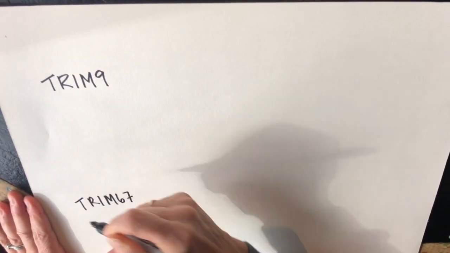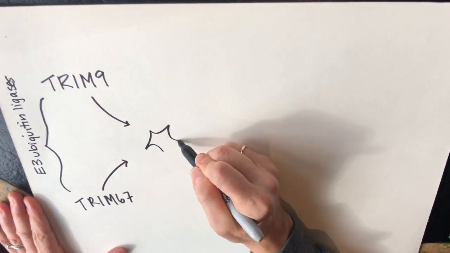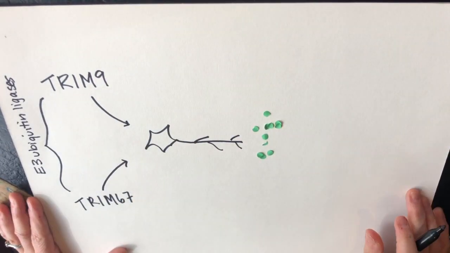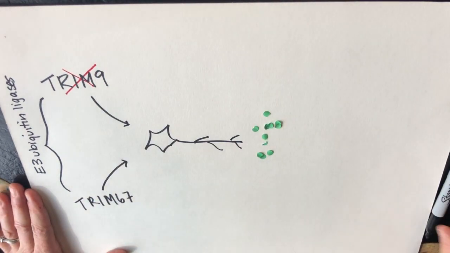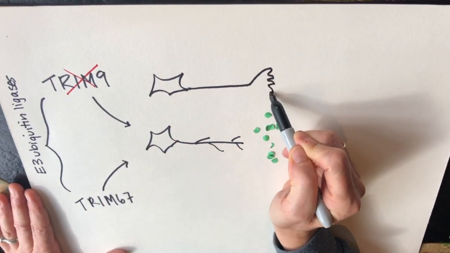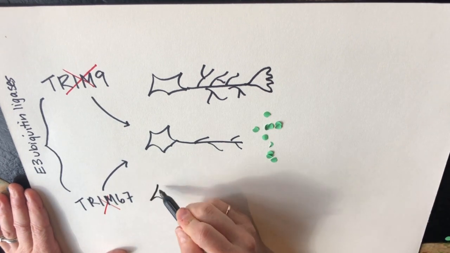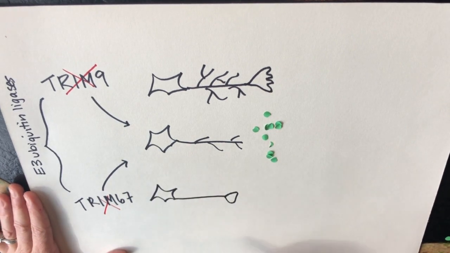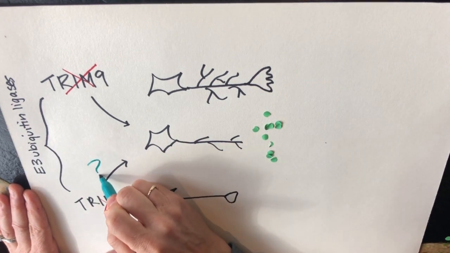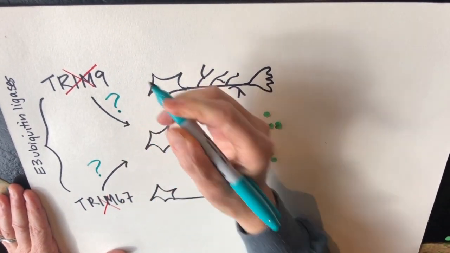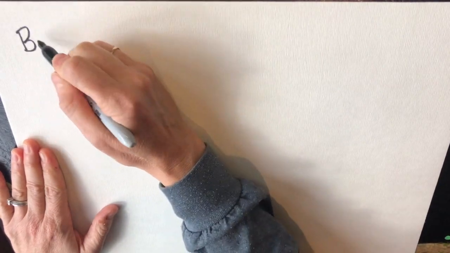TRIM9 and TRIM67 are two E3 ubiquitin ligases required for shape changes in response to the extracellular morphogen netrin. Without TRIM9, growth cones have too many finger-like filopodia and axon branches and do not respond to netrin. Without TRIM67, neurons fail to send out filopodia and axon branches in response to netrin. Until now, the repertoire of molecular mechanisms by which these ubiquitin ligases work was poorly understood.